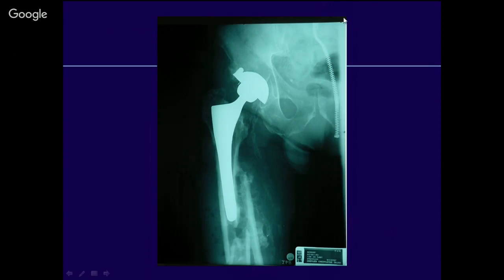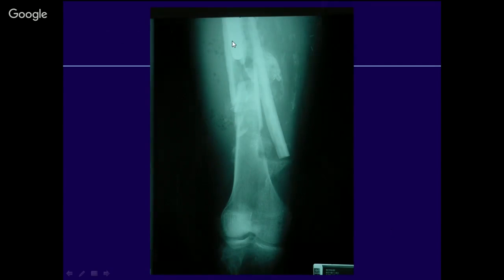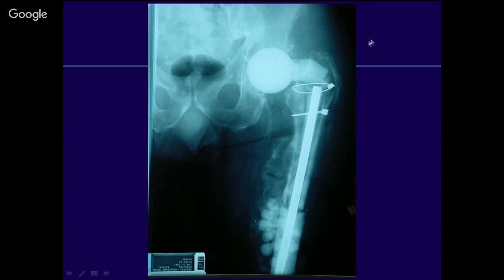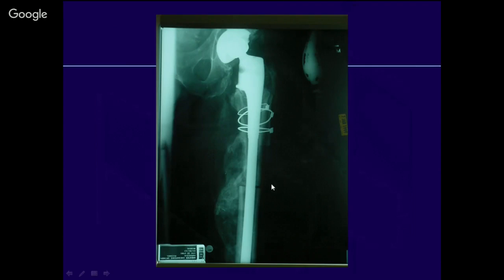This is case number 3. This is a severe infection. You can see there is a breakage, and there is also a fracture in the femur. We give a cemented spacer, and we use a custom-made long stem prosthesis. Thank you.